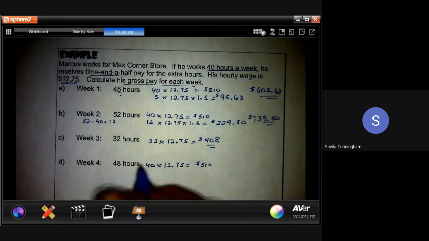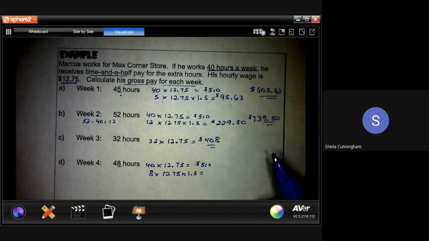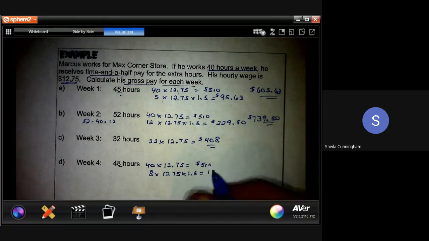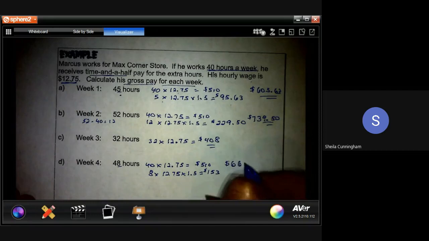Now he worked 8 extra hours. So we'll take the 8 times the $12.75. And because that's overtime, we're multiplying it by time and a half. So now I take $12.75 times the 8 times the 1.5, and I find out that he made an extra $153. So the $153 plus the $510, in week 4, he made $663.